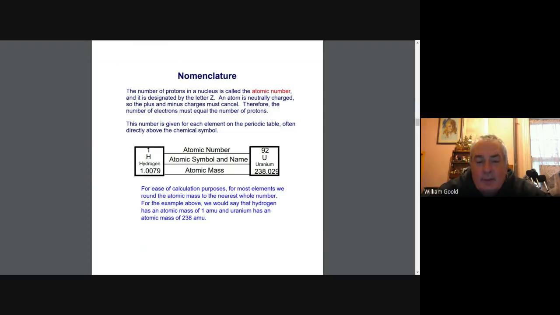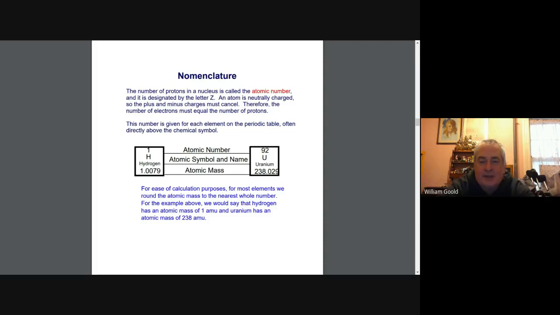In the periodic table, you see information on each element. Take a look here at uranium on the right. The 92 is called the atomic number. The atomic number shows the number of protons and, in this case, the number of electrons. Since atoms are neutral, the pluses and the minuses balance out, and so the charge is neutral.